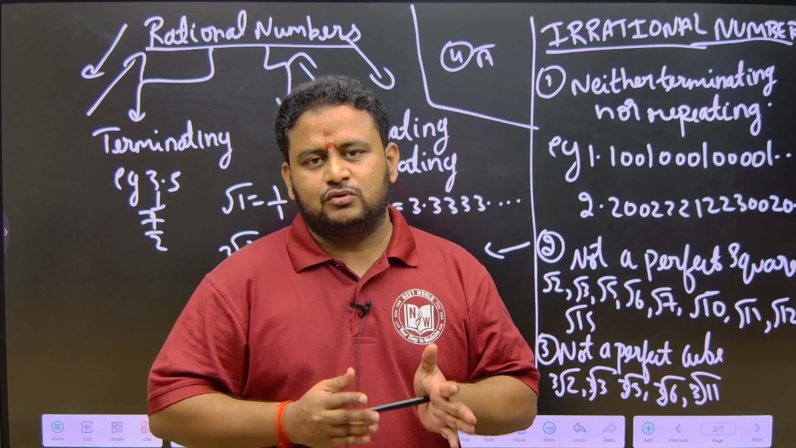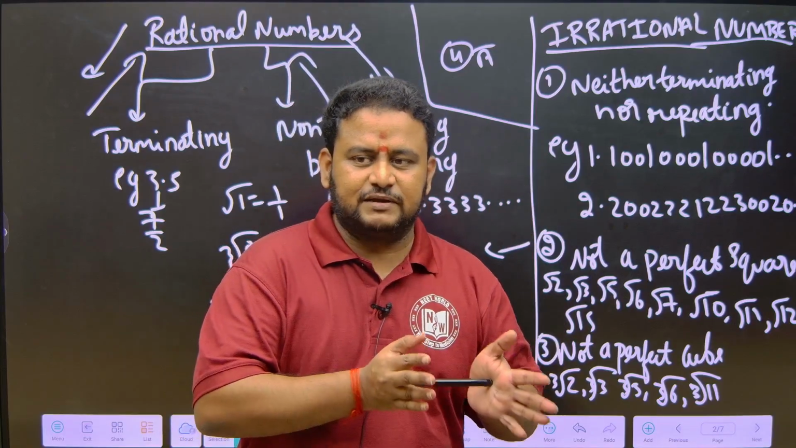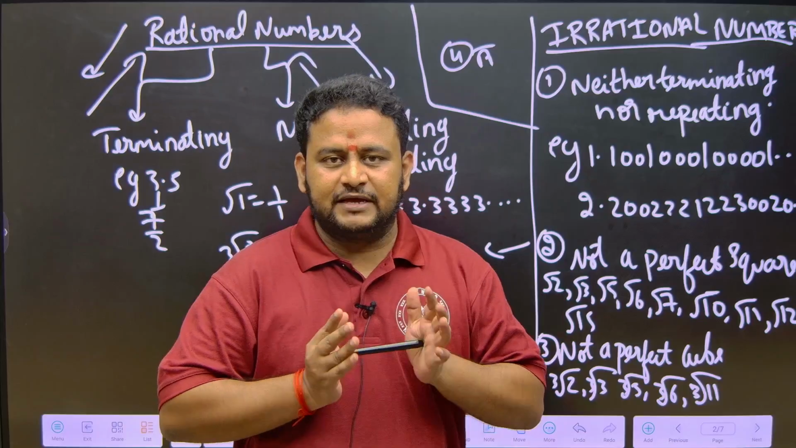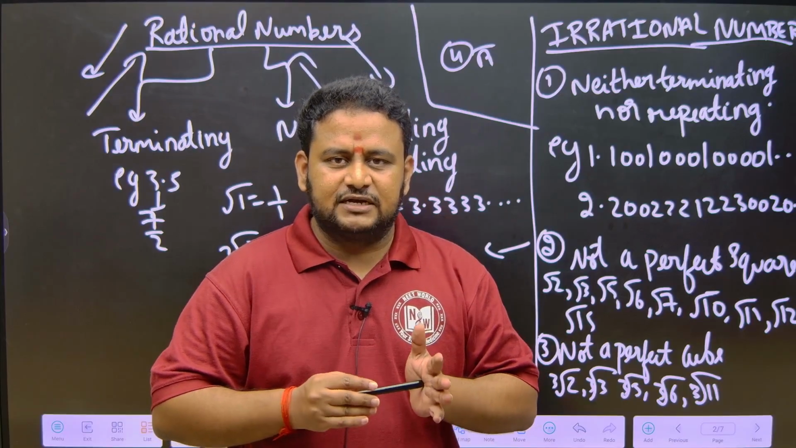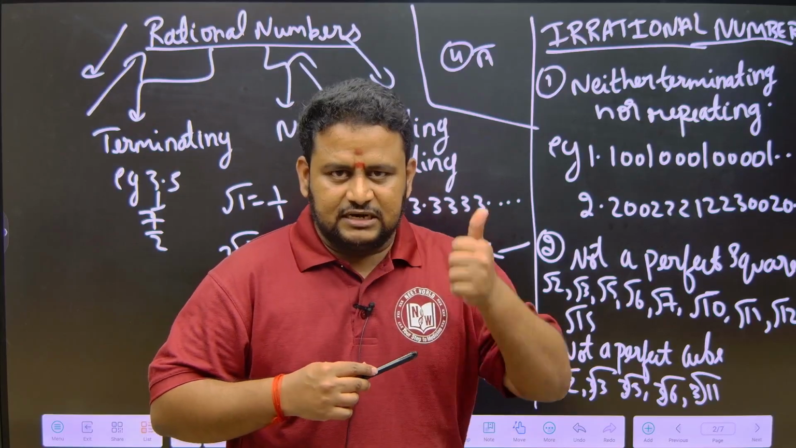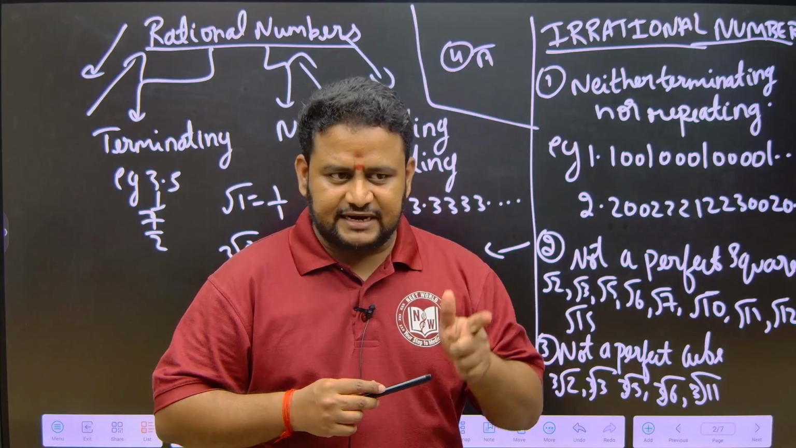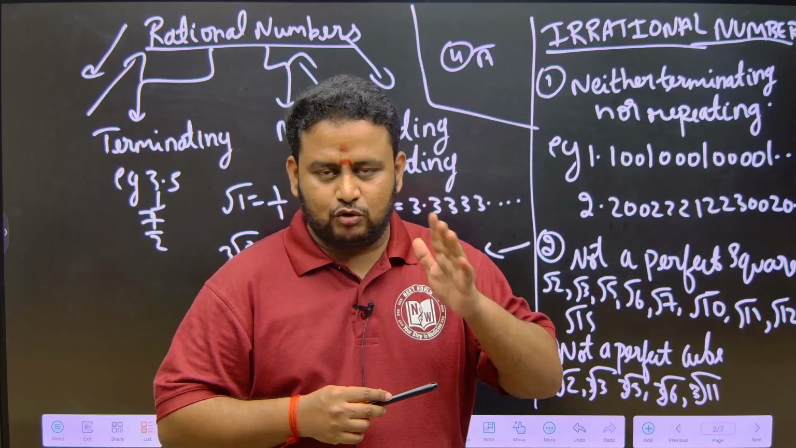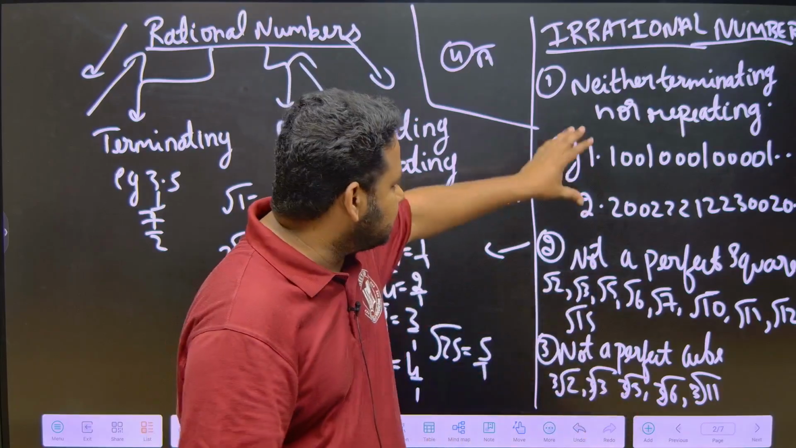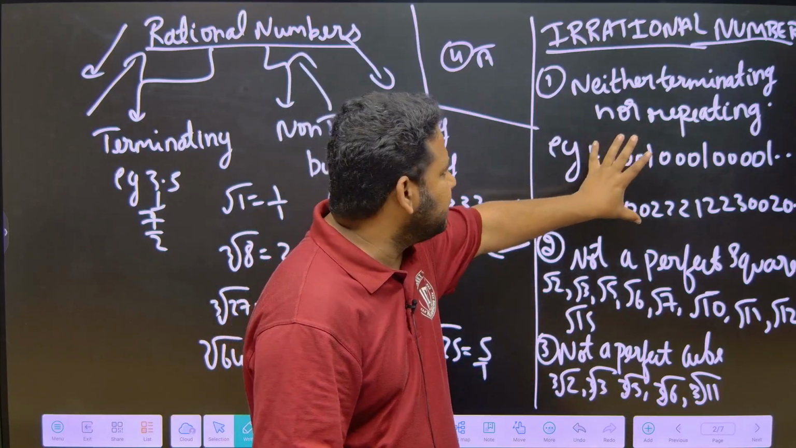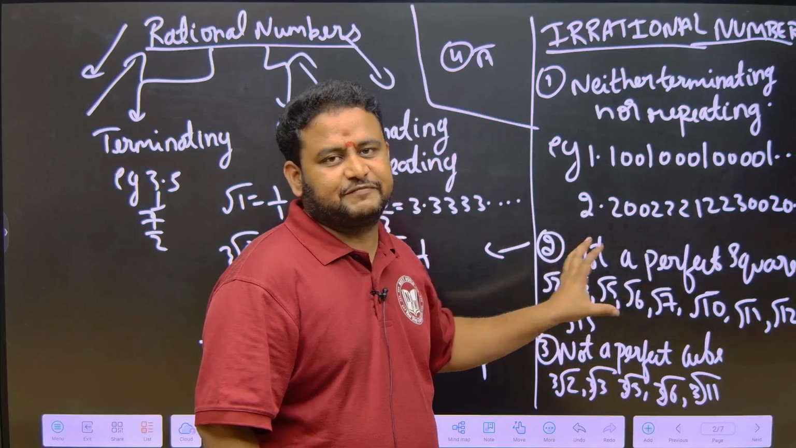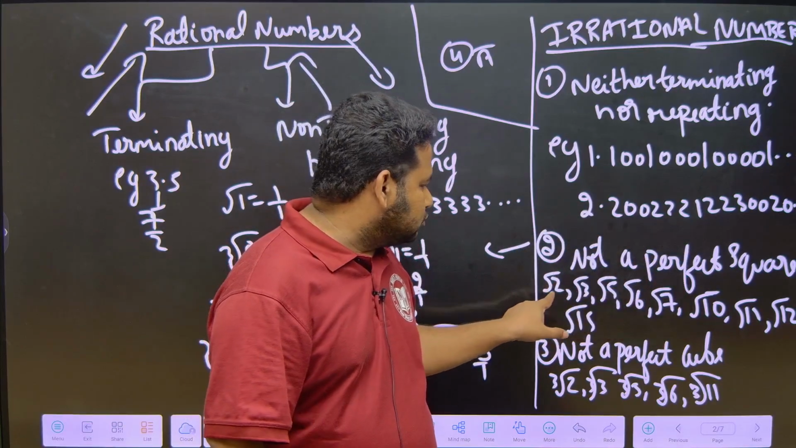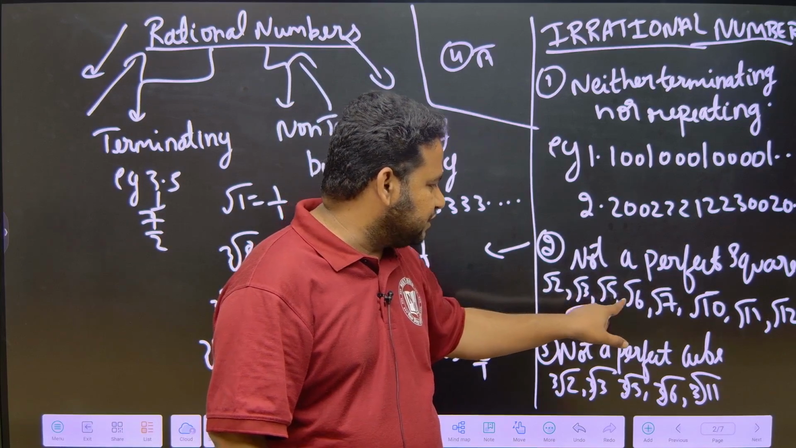Now apart from rational numbers, there is another kind of number called irrational numbers. Irrational numbers are those numbers which are not rational. So what are the properties that they have? They are neither terminating nor repeating. That is, they don't terminate or they don't repeat. These are the examples that we saw for that. Next thing is that it is not a perfect square. That is, square root of 2, square root of 3, square root of 5, square root of 6 is fine.